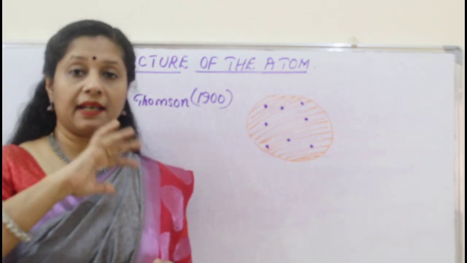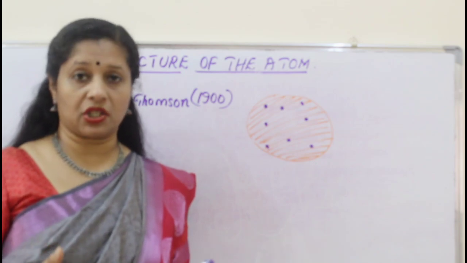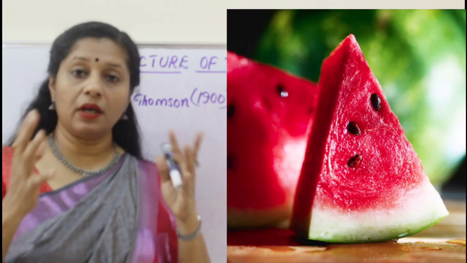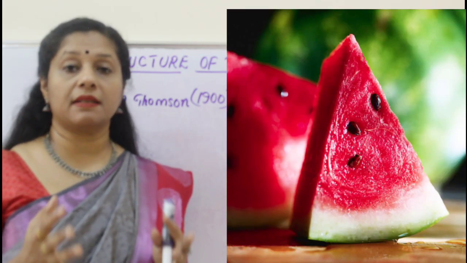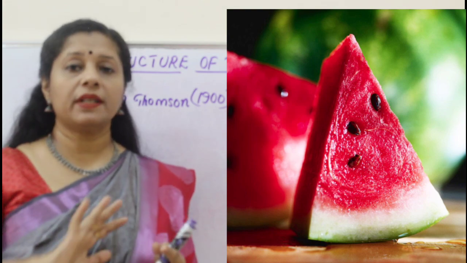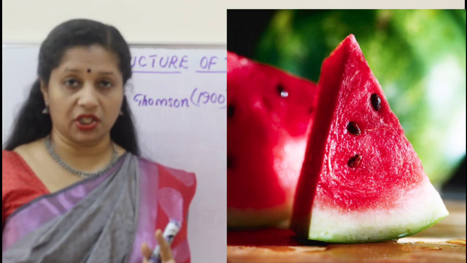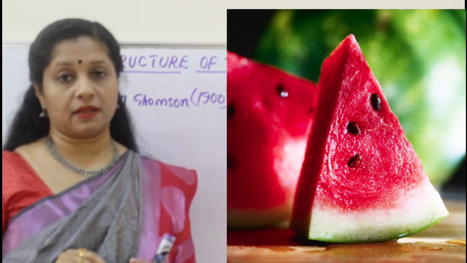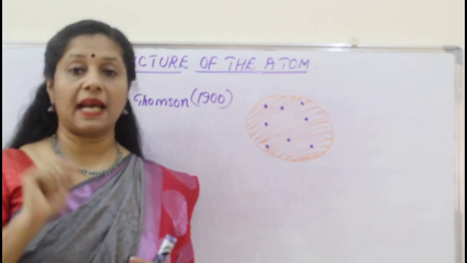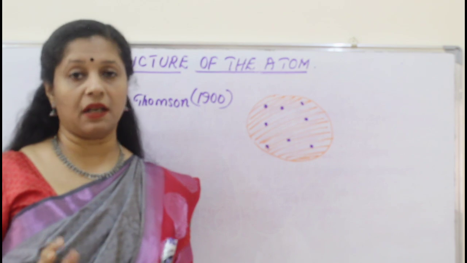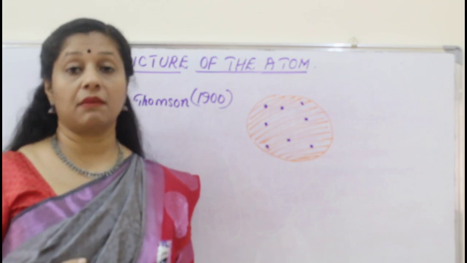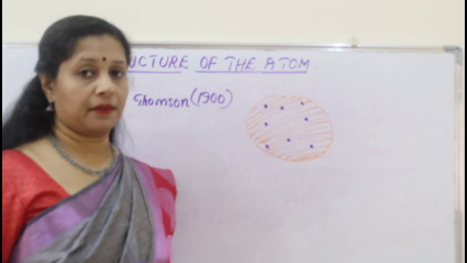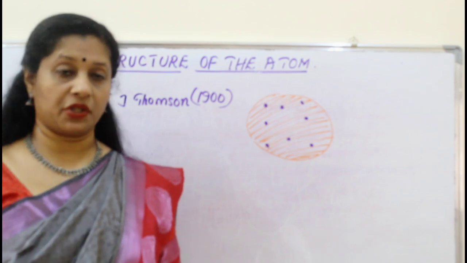Or the same way we can compare this to a watermelon structure. You know, watermelon has a fleshy pink color structure or reddish appearance. The whole reddish part can be considered as the positively charged structure. So it is a sphere of positive charge in which the seeds are studded. Those are like the electrons. So seeds are like electrons embedded in the positively charged sphere. This was the model proposed by J.J. Thomson.